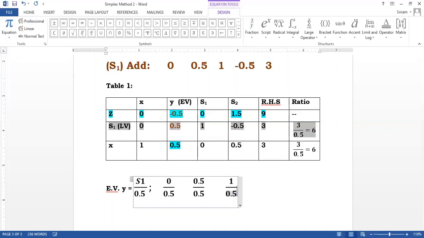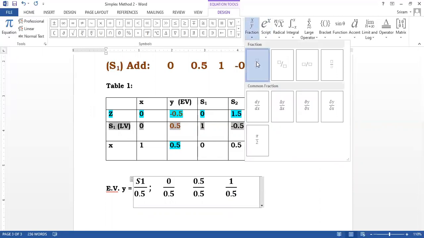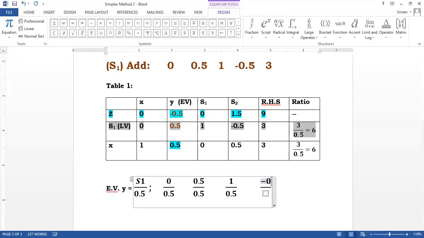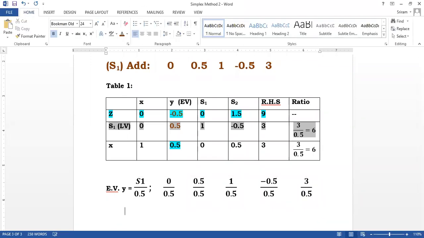I am going to take the next number. What is the next number? Minus 0.5. So I am going to divide minus 0.5 by 0.5. I am going to take the last number. What is the last number here? 3. So I am going to divide 3 by 0.5. Now using the calculator, I am going to simplify this and find the value of y.